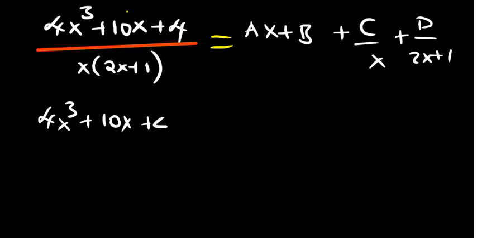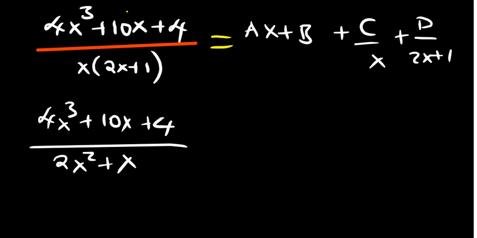on the denominator, if you expand it, it will be 2x squared plus x. So you can divide this using long division. Okay. So what is a long division there? We can show it now.